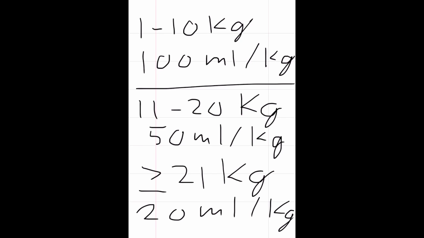The calculation is as follows. For the first 10 kilograms of mass, the athlete will require 100 milliliters of fluid per kilogram. Kilograms 11 through 20, so the next 10 kilograms of mass, the athlete will require 50 milliliters of fluid per kilogram. And for every kilogram of mass after that, the athlete will require 20 milliliters of fluid per kilogram.